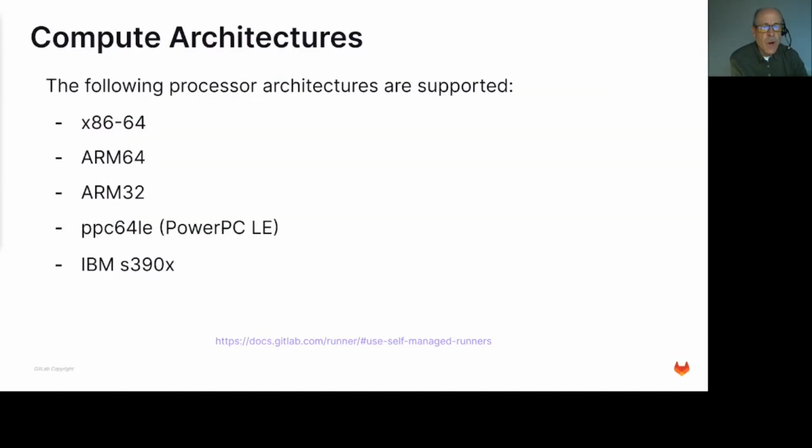As I mentioned, runners are supported on a number of different compute architectures. We have, of course, the x86 commonly used, ARM 32 and 64. We have the Power PC Little Endian, and of course, the venerable IBM S390. As a footnote, I have a runner installed on my Raspberry Pi server, which is ARM64, which helps me maintain updates and patches for my Pi-hole application.